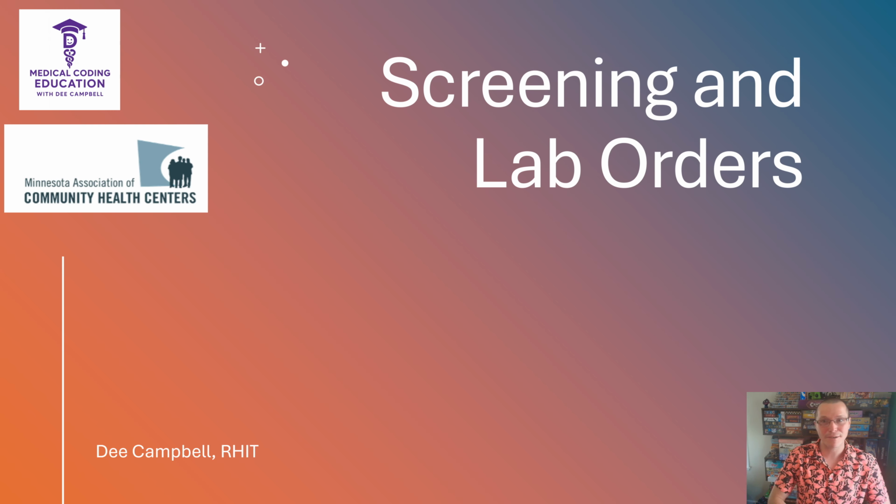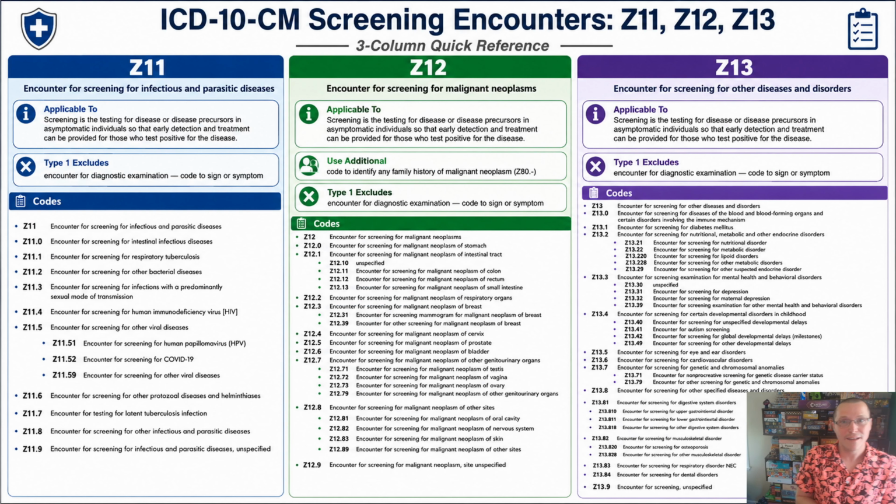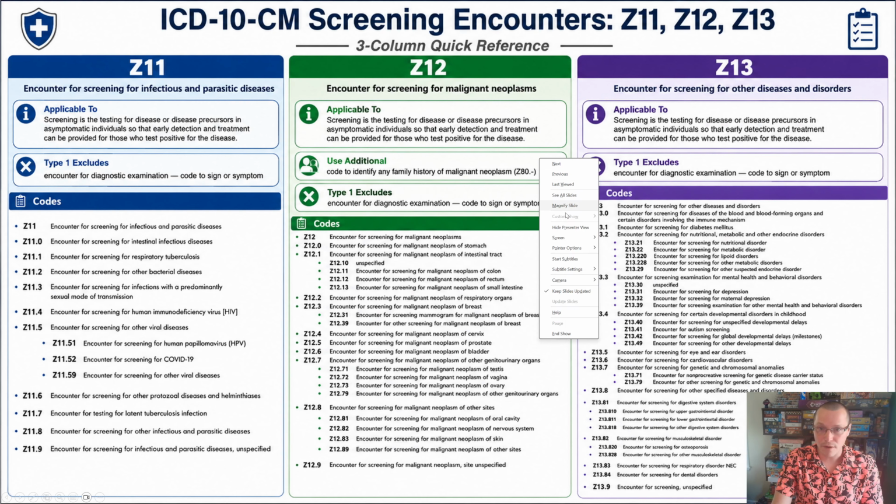This one's going to be about screening and lab orders, and how to make certain you're not getting denied. Screening labs work as follows. We have the Z11 family, the Z12, and the Z13 family of codes. This is what we're going to use whenever we're just ordering a regular screening lab for a patient.